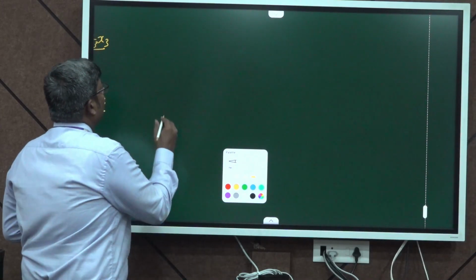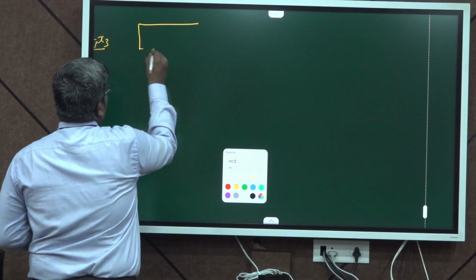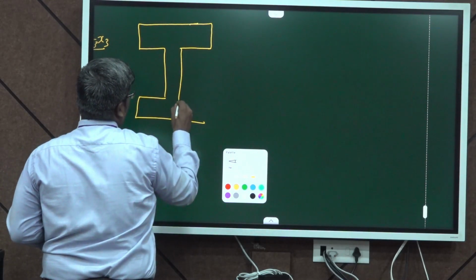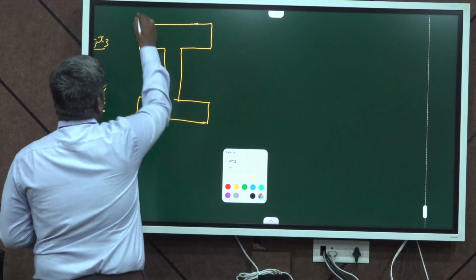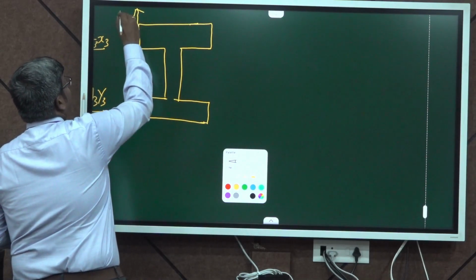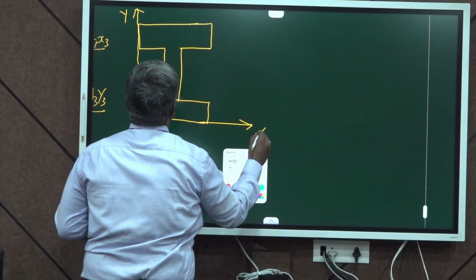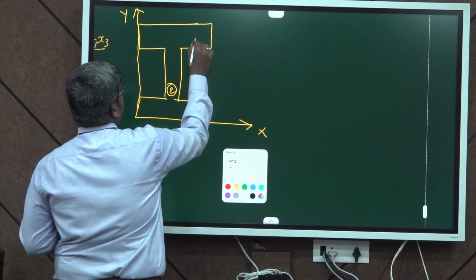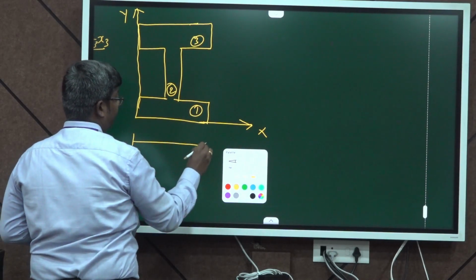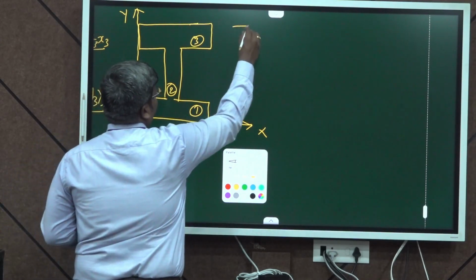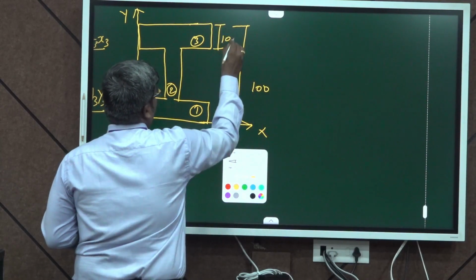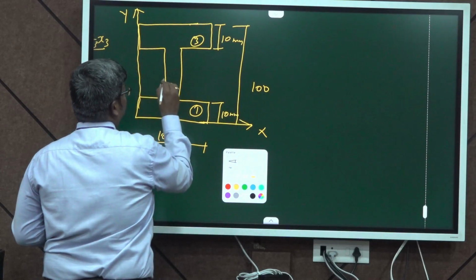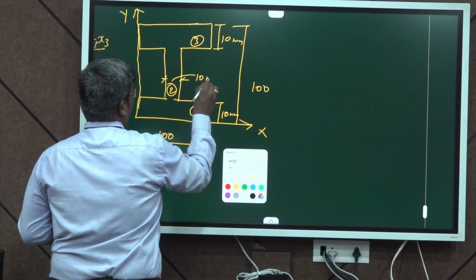Now, I am going to find the center of gravity of each portion about the x and y axes first. For that, let me consider each portion separately. This is the first portion, this is the second one, and this is the third portion. The dimensions of the figure are 100 mm by 100 mm, the flange depth is 10 mm, and the web thickness is also 10 mm.